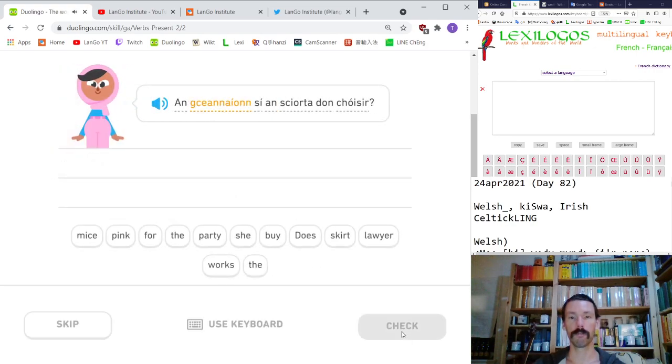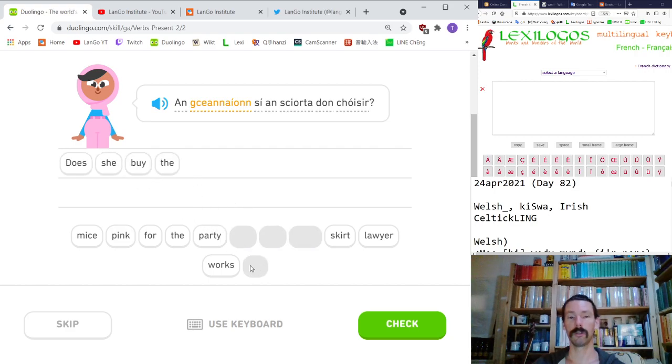An gceannaíonn sí an sciorta don chóisir? Ceannaigh. From ceannaigh, and that is where? Buy. Does she buy the skirt? Don chóisir. Does she wear the skirt? Buy. For the, to the. That's right. Word for word, my first reading gives me, does she wear the skirt? No, does she buy the skirt to the party, which makes no sense. For the party. With that end in mind.